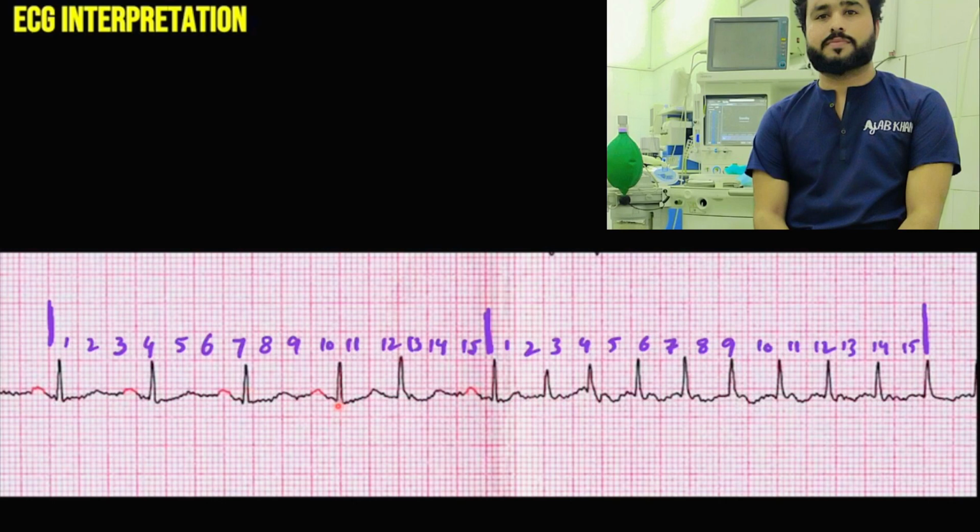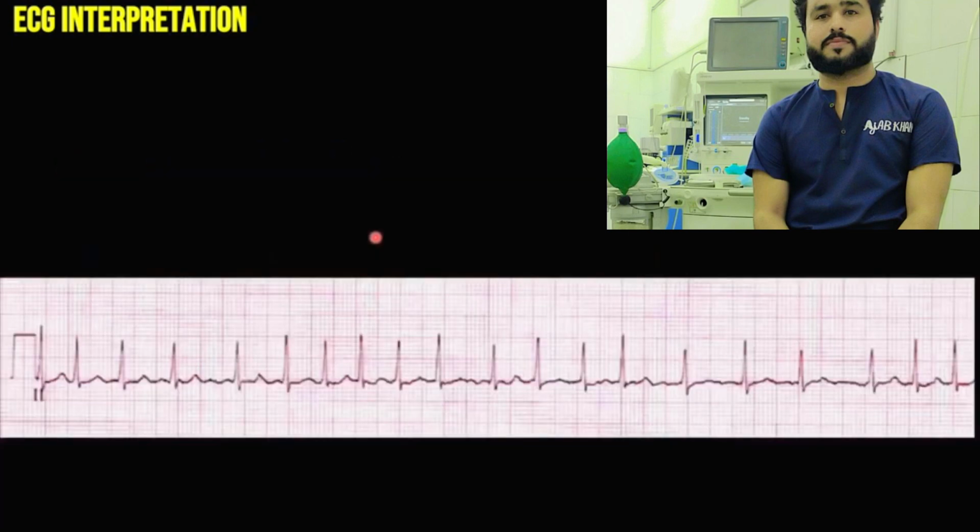So we will calculate the number of QRS complexes present in this 6-second strip: 1, 2, 3, 4, 5, 6, 7, 8, 9, 10, 11, 12, 13, 14. We won't count the 15th one because it is outside the last box. So basically we have 14 QRS complexes. 14 multiplied by 10 is 140 beats per minute. So the rate of this ECG is 140 beats per minute.